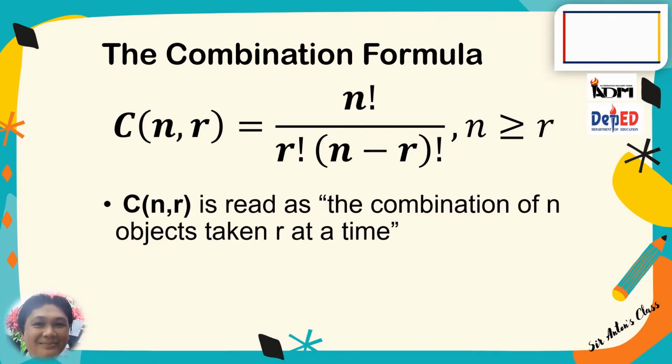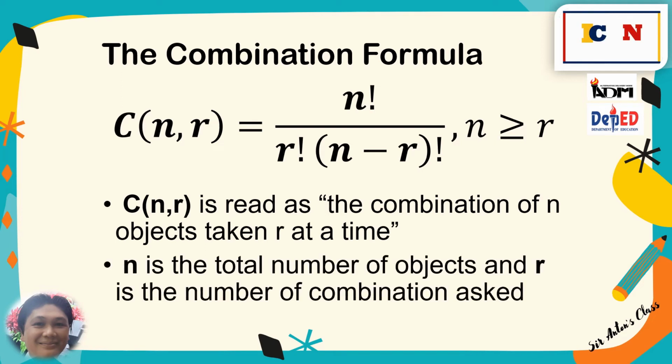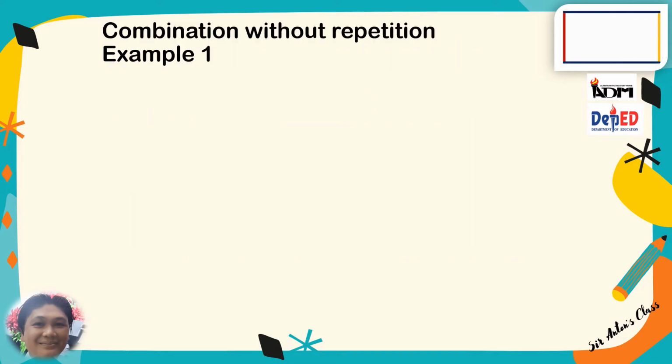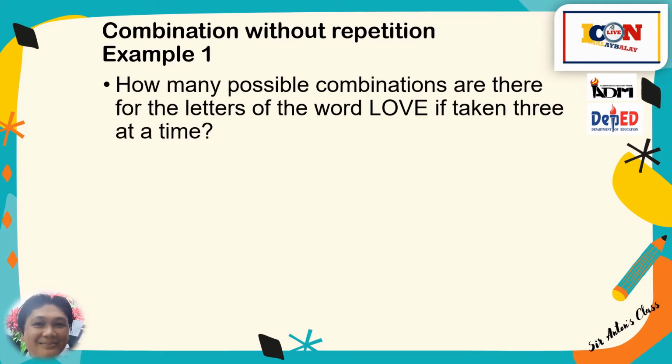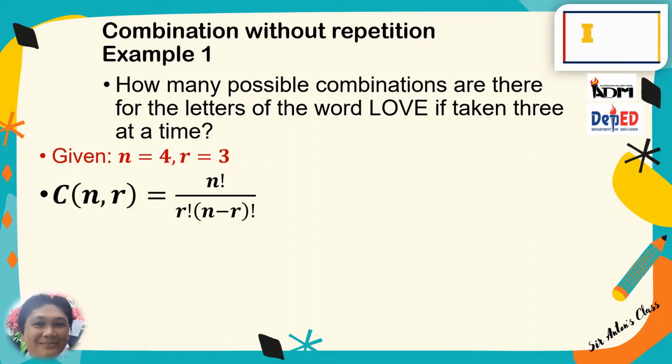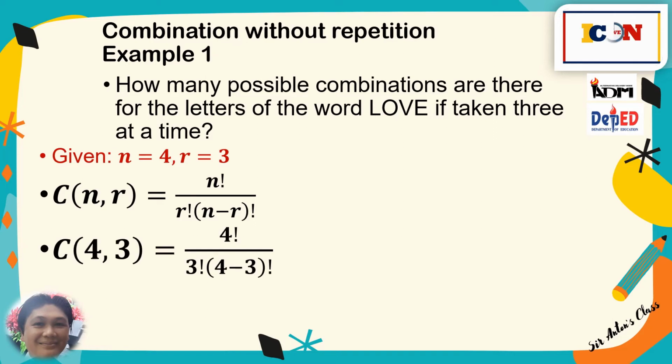Now, I mentioned this earlier. Also, n is the total number of objects and r is the number of objects in the combination asked. Let's take a look at example 1 again. How many possible combinations are there for the letters of the word LOVE if taken 3 at a time? So we have the given n equals 4 and r equals 3 because that is the condition of the combination. Okay, these are the formula and we substitute our given.